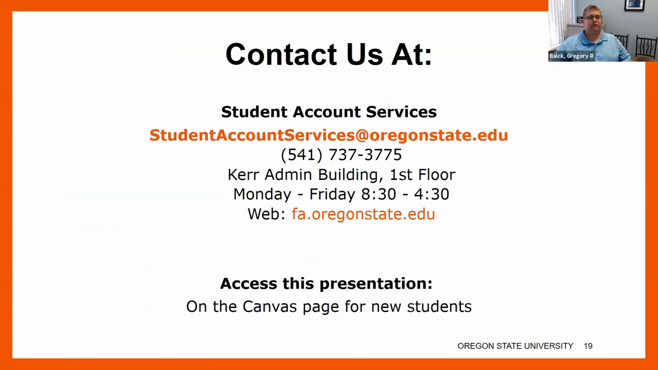We can be reached by phone at 541-737-3775. Currently, our phones are on from 9 a.m. to 1:30 p.m., but our voicemail is monitored until 3:30 p.m. You can also reach us by email at studentaccountservices@oregonstate.edu.